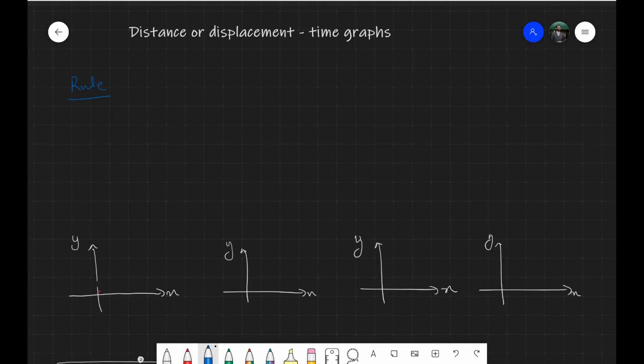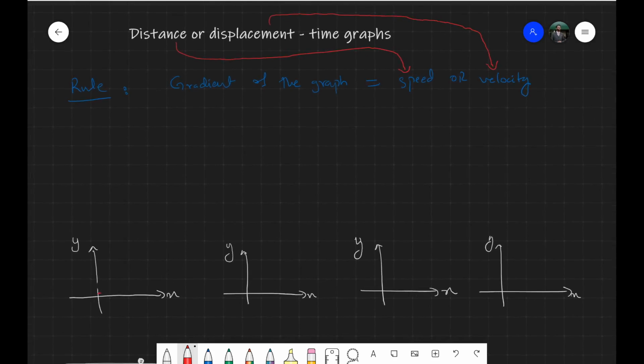And that rule is that the gradient of the graph equals speed or velocity. If the graph is a distance time graph, then what you are finding is speed. If the graph is a displacement time graph, then what you're finding is velocity.